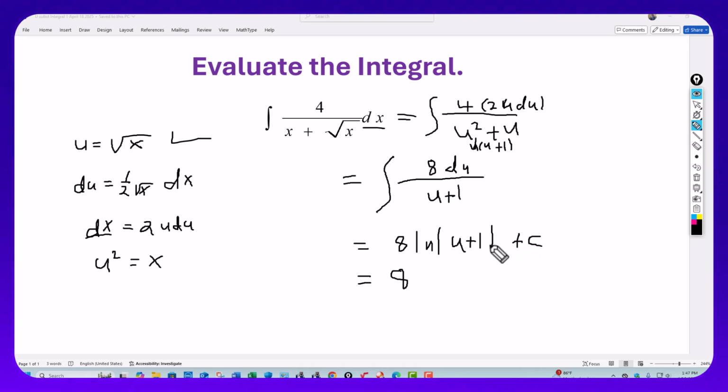Then we go back to the original variable, and u is the square root of x. The square root of x is always non-negative, so we don't need absolute values here. We can just say it's 8 ln of the square root of x plus 1, plus the constant of integration.